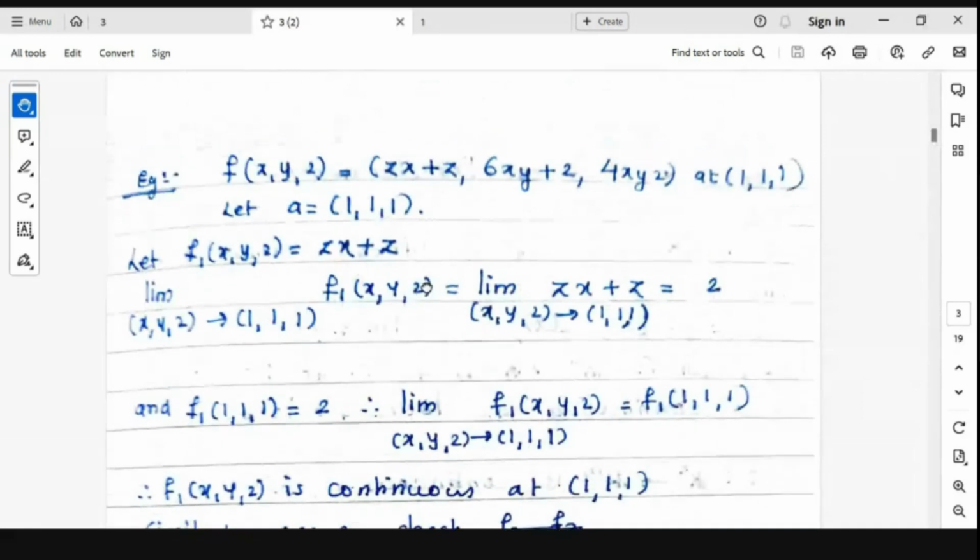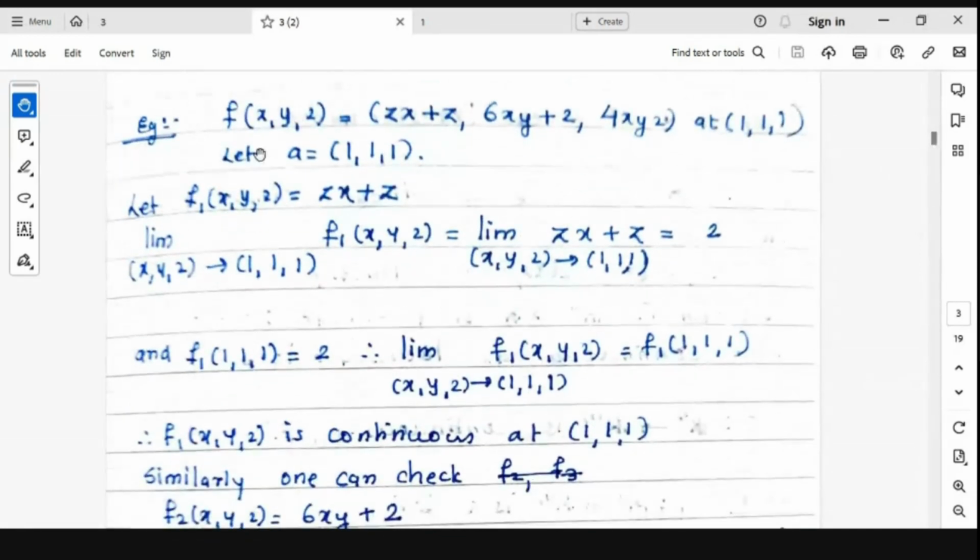Okay, so let us understand this through an example. I have f(x, y, z) given by (zx + z, 6xy + 2, 4xy, 4xyz), and I'm checking the continuity at the point (1, 1, 1). Now you can find the value of f(1, 1, 1), but let us check the continuity of each of the component functions. I'm taking the first component function as f1, which is zx + z. When I evaluate the limit of f1 at (1, 1, 1), it turns out to be 2, whereas f1(1, 1, 1) is also 2.